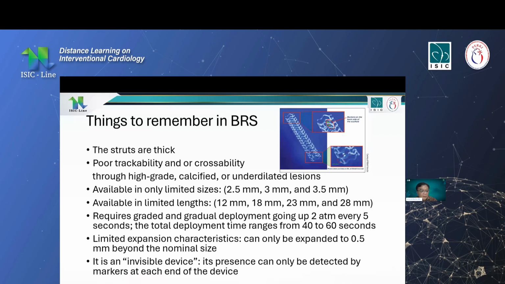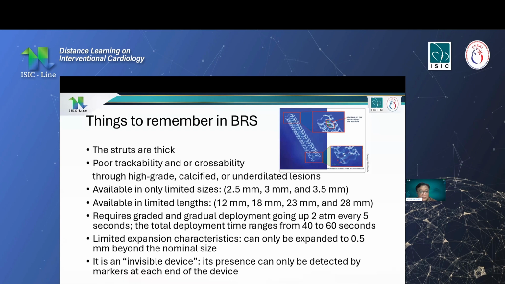And to implant, it requires graded and gradual deployment, going up in atmosphere every 5 seconds. So it's not like DES, where we can go up in a very short time. This is a gradual deployment, and the total deployment time ranges from 40 to 60 seconds. Because after you achieve your nominal pressure, the pressure that you want to implant, you have to stay at that atmosphere for around 15 to 20 seconds.